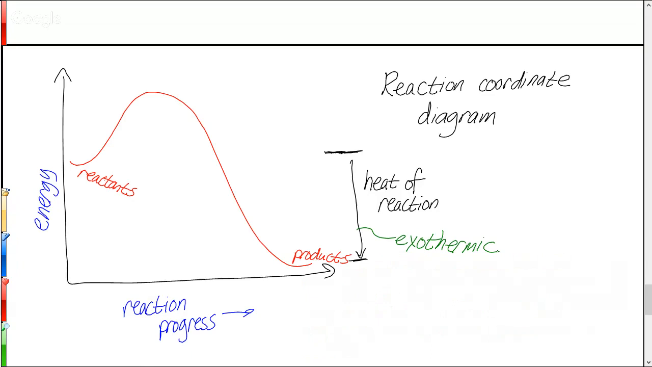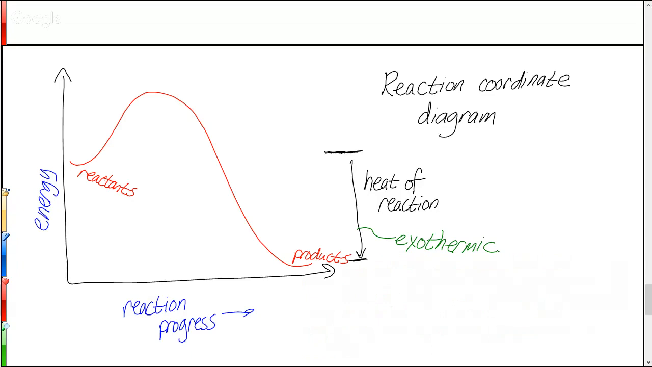What would an endothermic reaction coordinate look like? How would it look different from this one? Yeah, the products would be higher than the reactants. So instead of being like this, they'd be like this.